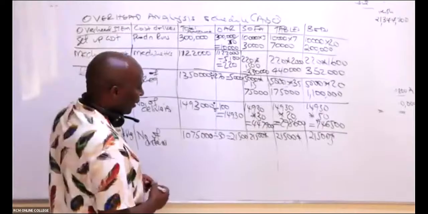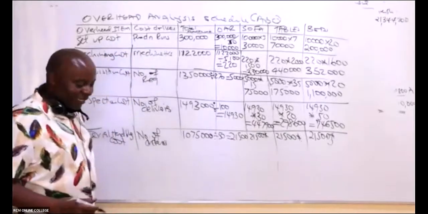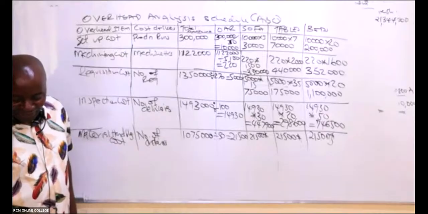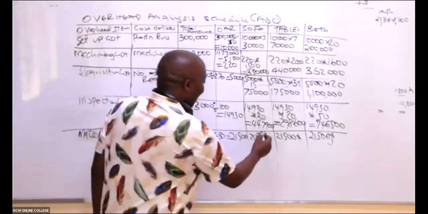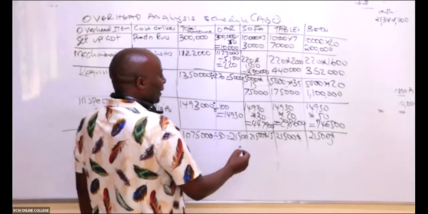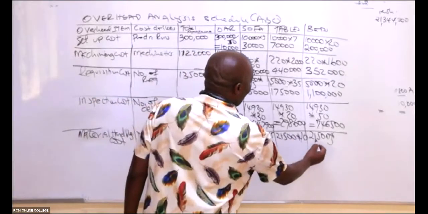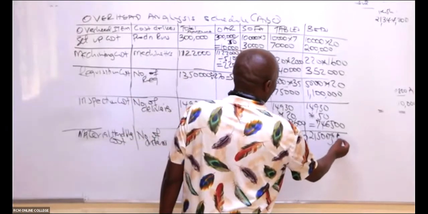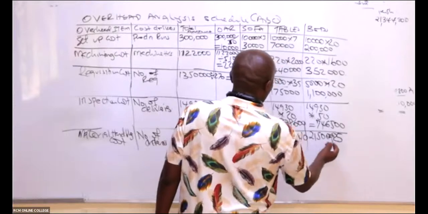22,500. Number of orders. 15, the number is 15. How about tables? 10. How about beds? 5. Thank you so much.